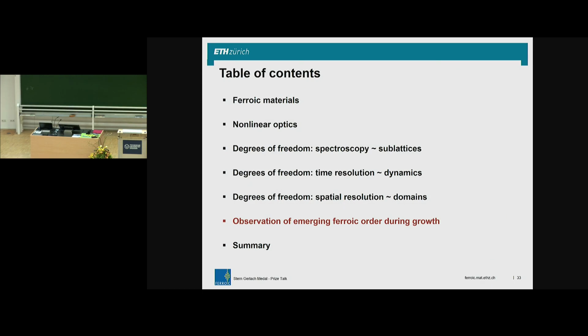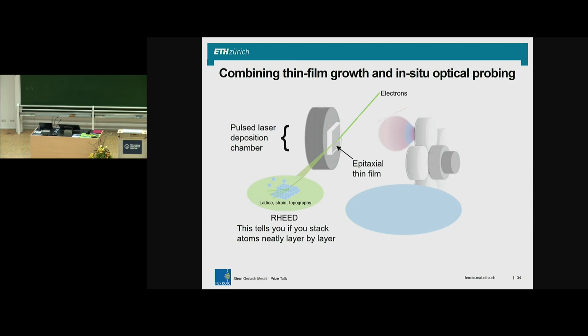That is a little bit out of these 3 degrees of freedom. It's basically something useful even. I always said I'm not doing anything useful, but in the end we did something useful. So we wondered, when you grow a thin film, a ferroic thin film, how do you see it's really getting ferroic as you want that?